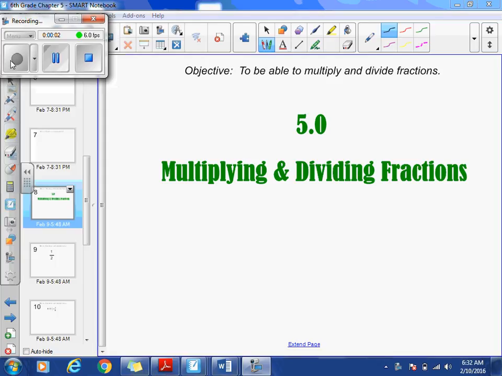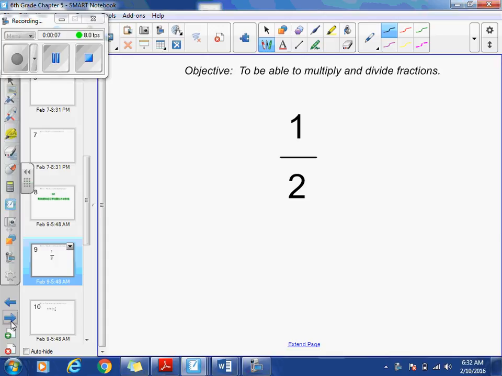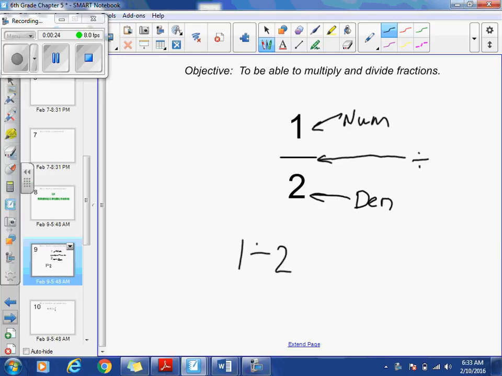This video is a refresher on how to multiply and divide fractions. Okay, so remember, a fraction has a numerator. Every fraction has a denominator. And a fraction bar always means divide. So if you take the numerator divided by the denominator, 1 divided by 2, you would get a decimal that's equivalent to that fraction. So 5/10 is the same as 1/2.